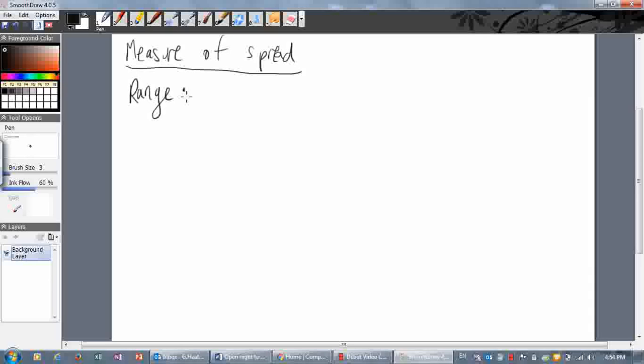So our range is the measure of spread, and the range is just how far it is from your biggest value to your smallest value. And what we do is we say, what is the maximum value minus the minimum value? So that's how we find our range. Let me give you a couple of examples.